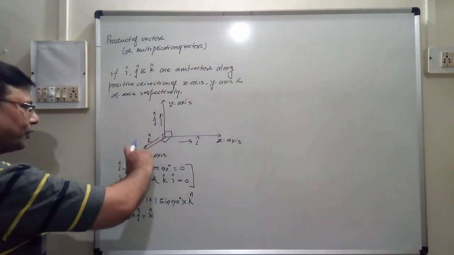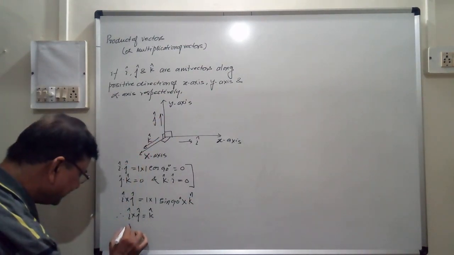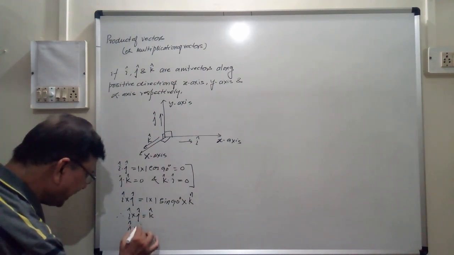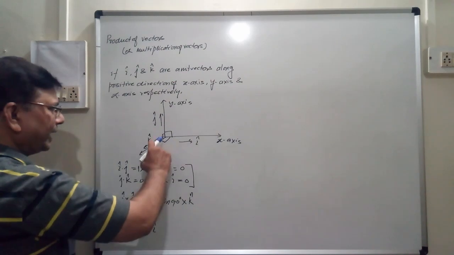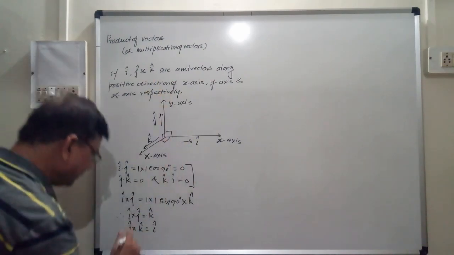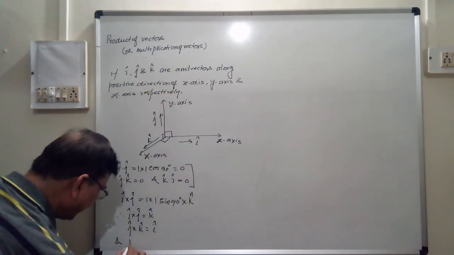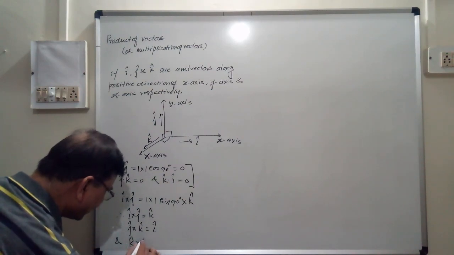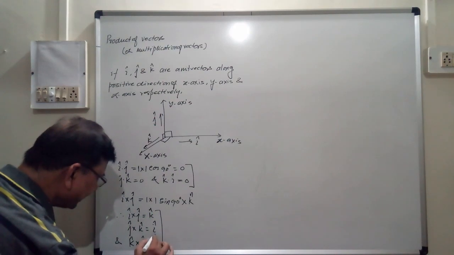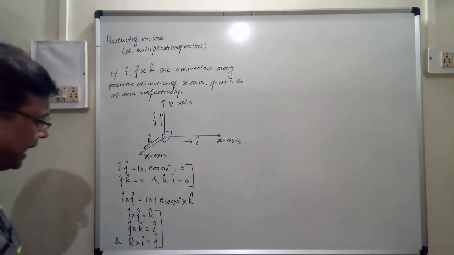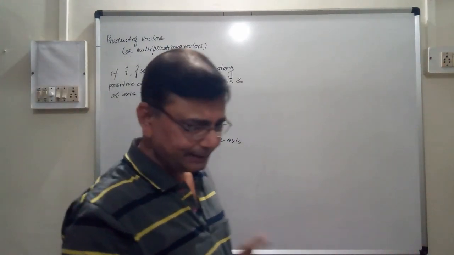Likewise, J cross K is equal to I, and K cross I is equal to J. So it is a very important relation. It will be used at various places, right?